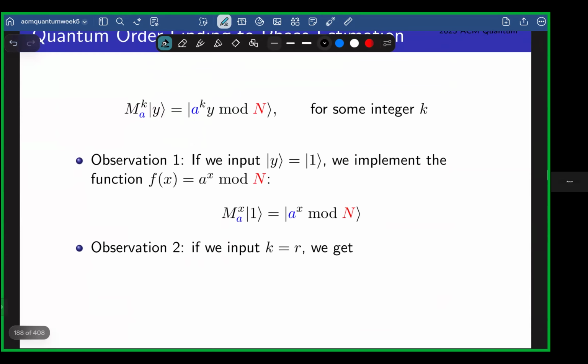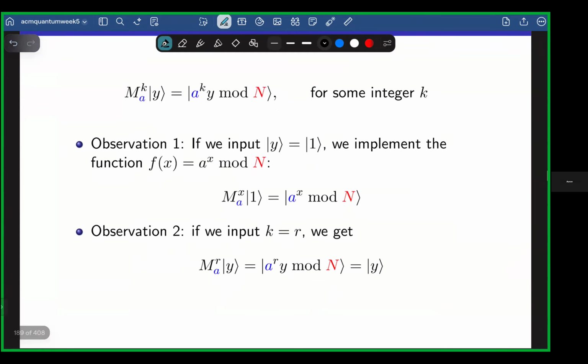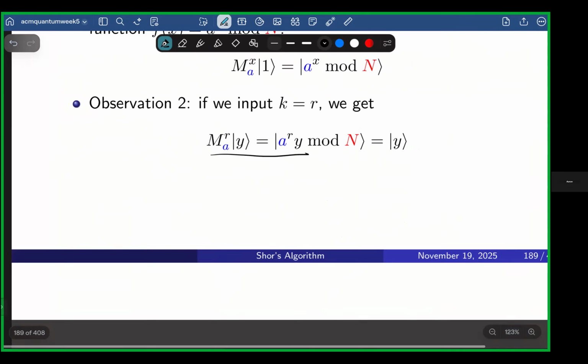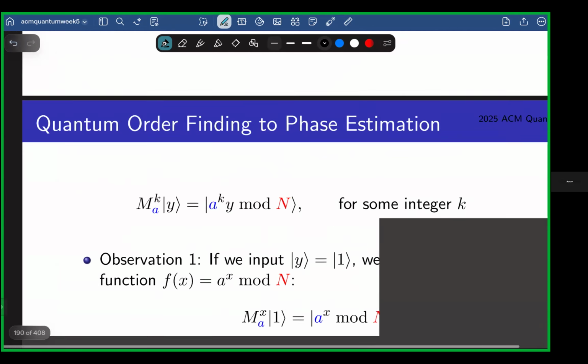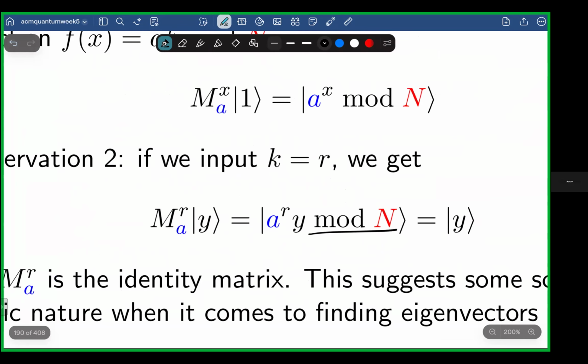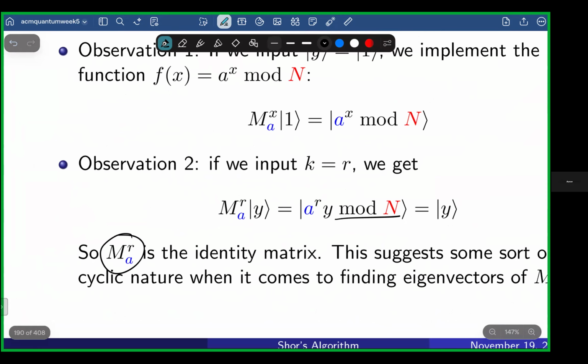Second observation: if we input k equals r, the power of that thing, then what do we get? We get a to the r times y, but what's a to the r? It's 1, because a to the r is the order of a mod n. Because we have this mod n, it's 1. So then we just get y back. So this MR is the identity matrix.